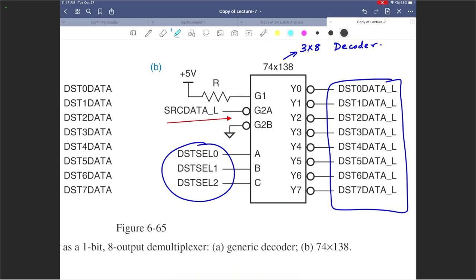Question 1. What is happening with the enables? G1 is connected to high, so it's good. G2B, an active low enable, is connected to ground, so that's good as well. So these two are enabled. And G2A, which is an active low enable, is actually connected to the source data. So this could be a 0 or it could be a 1. Now, let me put this in black and this in maybe red. If the source data underscore L is 1, what happens to the outputs?